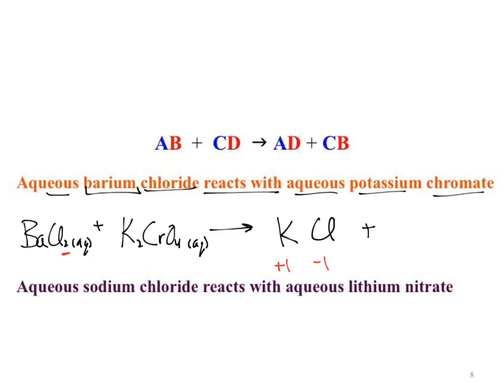Plus. Barium, our formula for barium is just Ba. Our formula for chromate? CrO4. Check our charges. Charge on barium, plus 2. Chromate, minus 2. Our charge is balanced.